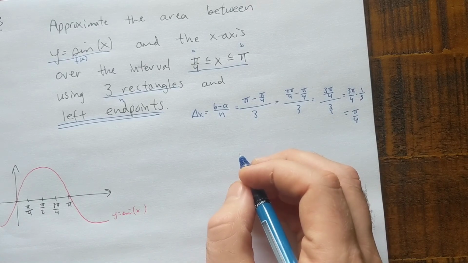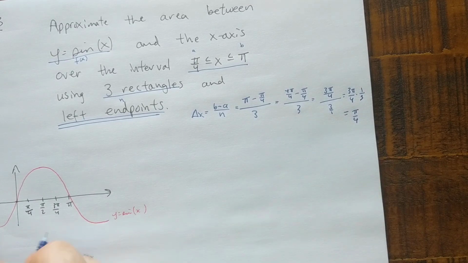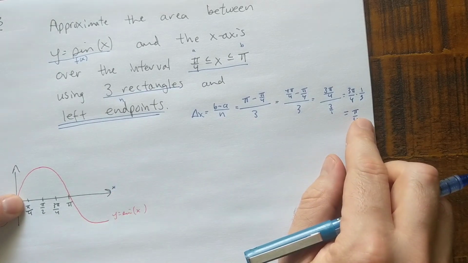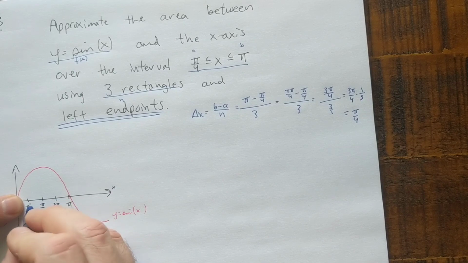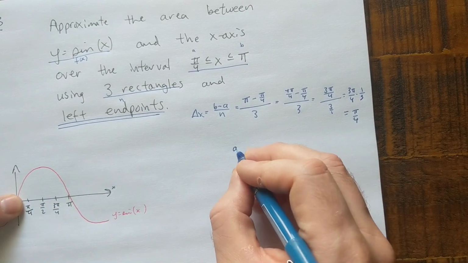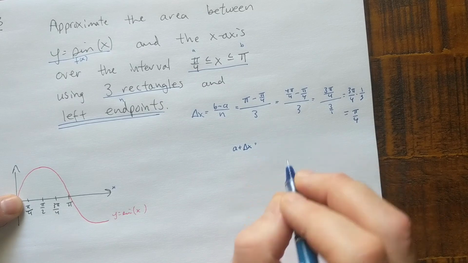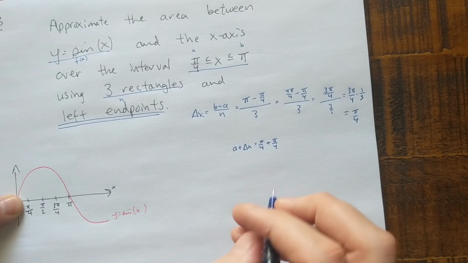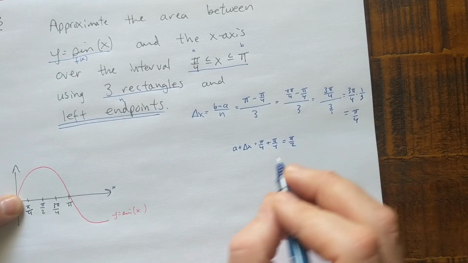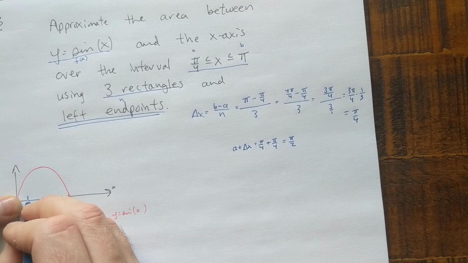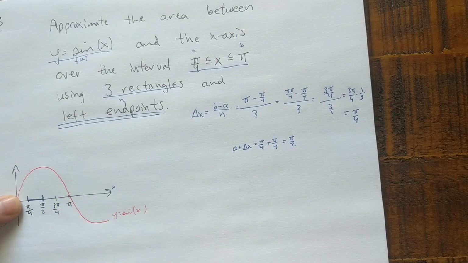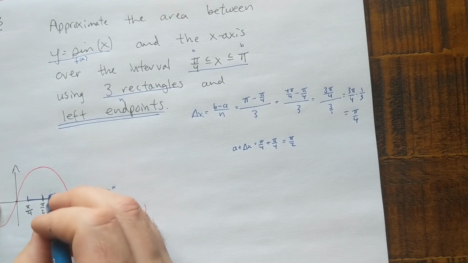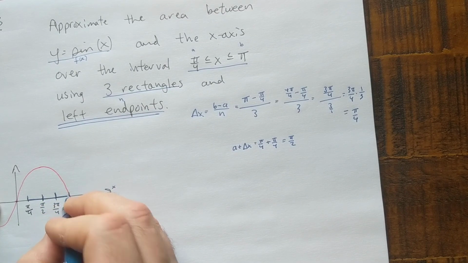Okay, so for the heights, first we need to identify the intervals. We're starting at pi over 4 on the x-axis, and we're moving pi over 4 to get to the next endpoint. So if we do a plus delta x, that'll give us the end of the first interval. So this is pi over 2. And so here's how the intervals go. Pi over 4 to pi over 2. If I go another fourth, we end up at 3 pi over 4. And if I go another fourth, I end up at pi.